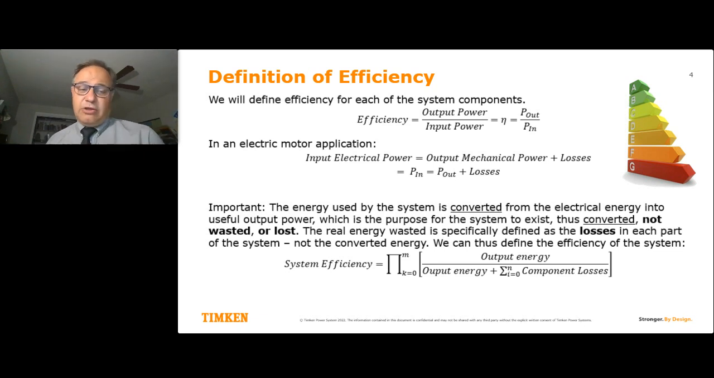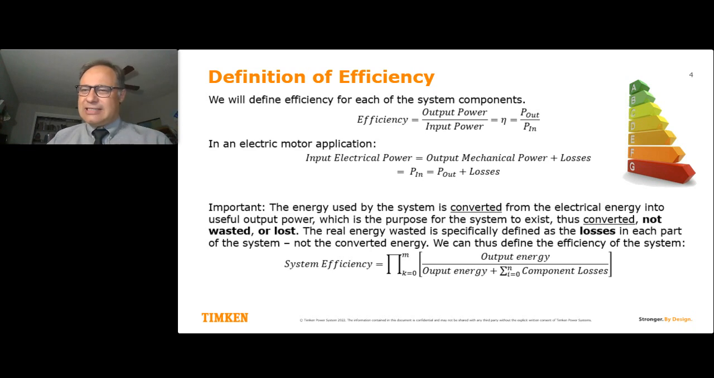In other words, we can then use our formula, recognizing that the system converts energy from electrical energy into useful work. And the useful work is not wasted. The useful work is necessary because that's why the plant exists. To get the useful work to 0, you switch off the plant. Then you'll save 100% of the energy, but of course, you will have no production.